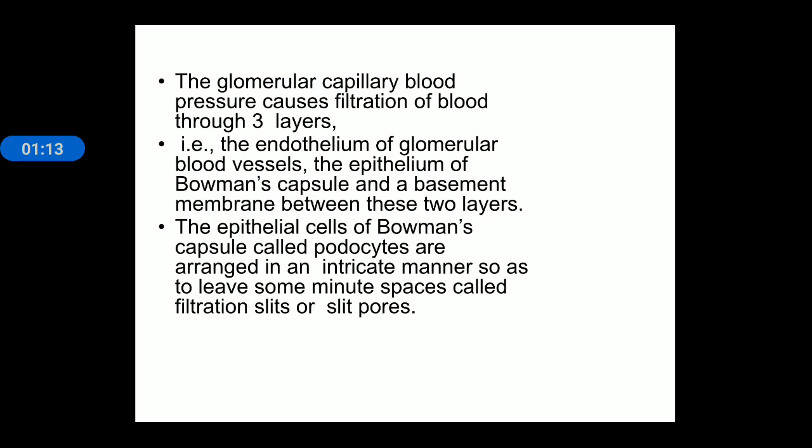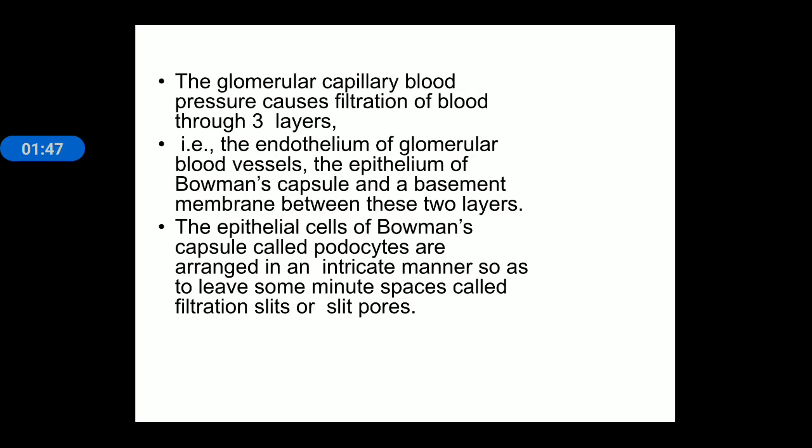The glomerular capillary blood pressure causes filtration of blood through three layers. Means there is a definite pressure in the glomerulus by which filtration takes place, and the glomerulus and Bowman capsule have a three layer structure mainly, that is the endothelium of glomerular blood vessel, the epithelium of Bowman capsule and the basement membrane. These three layers form the filtration layer.